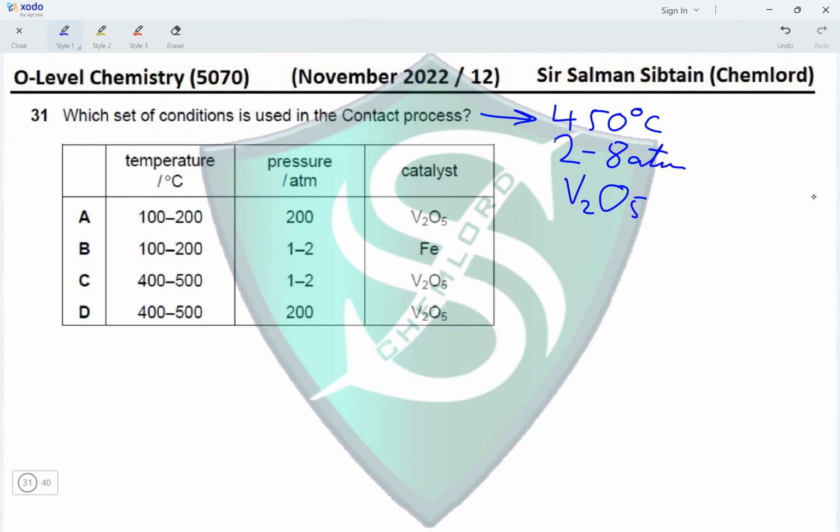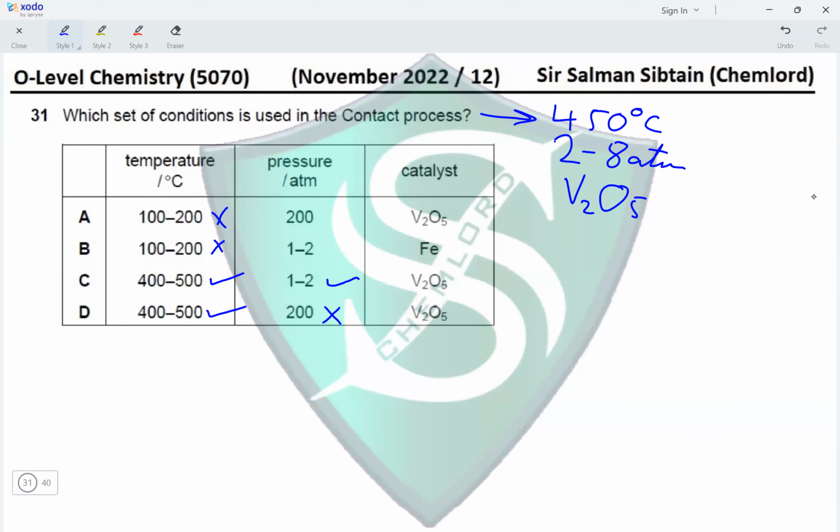Okay, so temperature should be 450. 100 to 200 wrong, 400 to 500 correct. So options A and B have been eliminated, and we are left with options C and D. Let's continue. Pressure is between 2 to 8 atmospheres. Option C has 1 to 2, and option D has 200. So 1 to 2 includes 2 atmospheres, which is correct. 200 is wrong. So option C is the correct option.